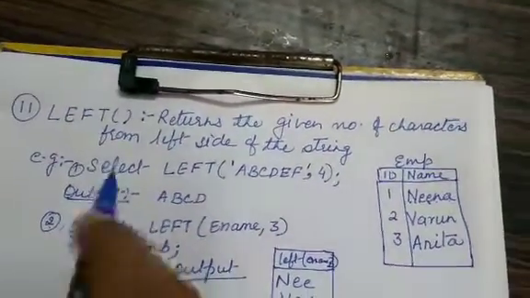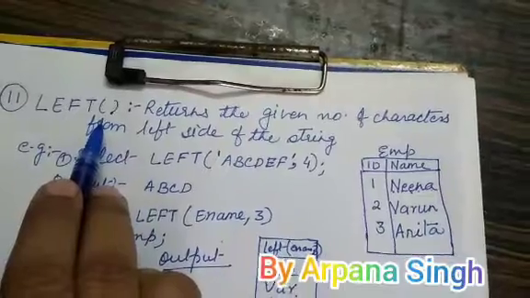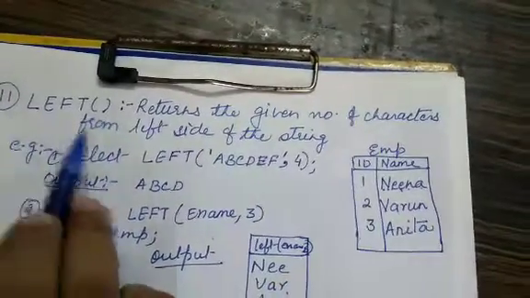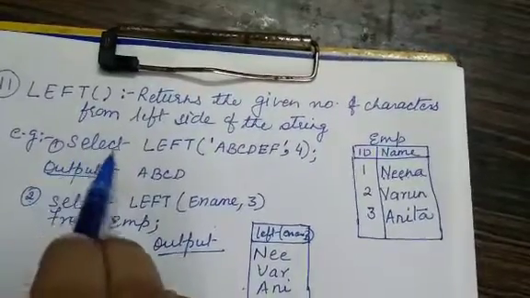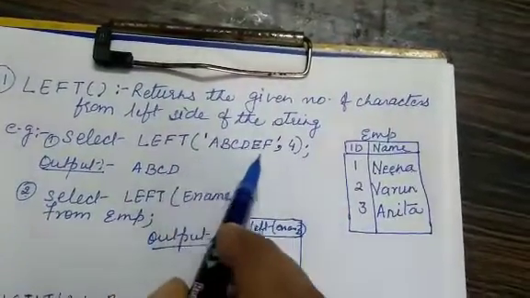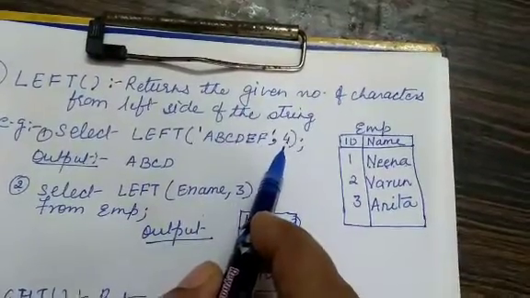Now the remaining string functions. Next is the LEFT function. It extracts the given number of characters from the left side of the string, that is, from the beginning of the string. For example, SELECT LEFT, suppose this is the string, comma 4. So first you have to write the string, then the number of characters.